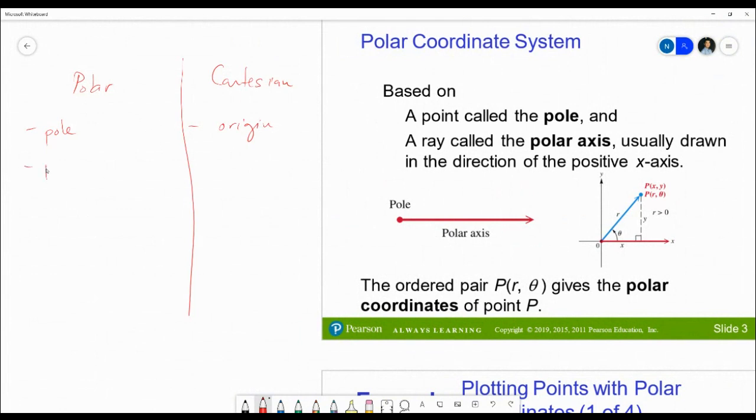So the polar axis is, in the Cartesian, what we call the positive x-axis. Okay, so it's only going to go to the right. And what we're going to do is rotate this polar axis counterclockwise, just like how we normally rotate an angle, in order to find a point that is our distance away from the pole. So in order for us to identify a point, we use the ordered pair r and theta, similar to x and y.